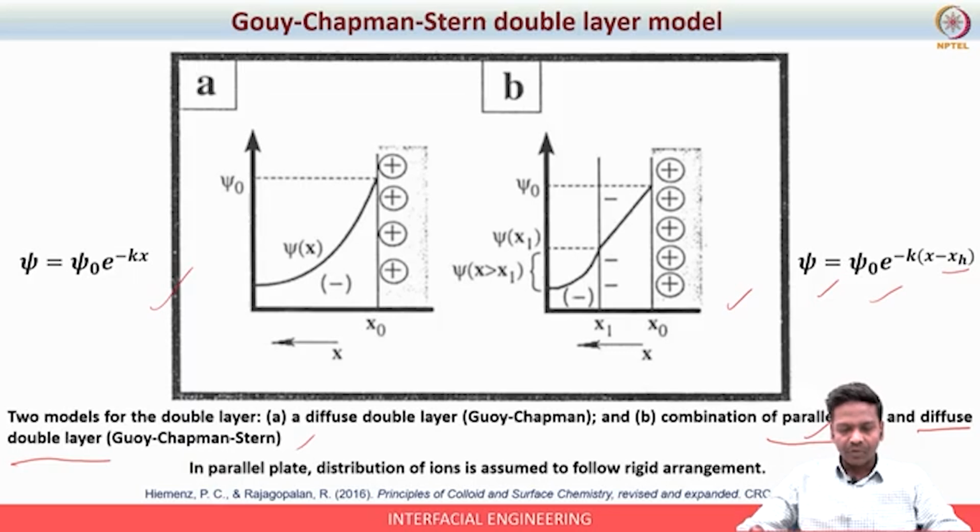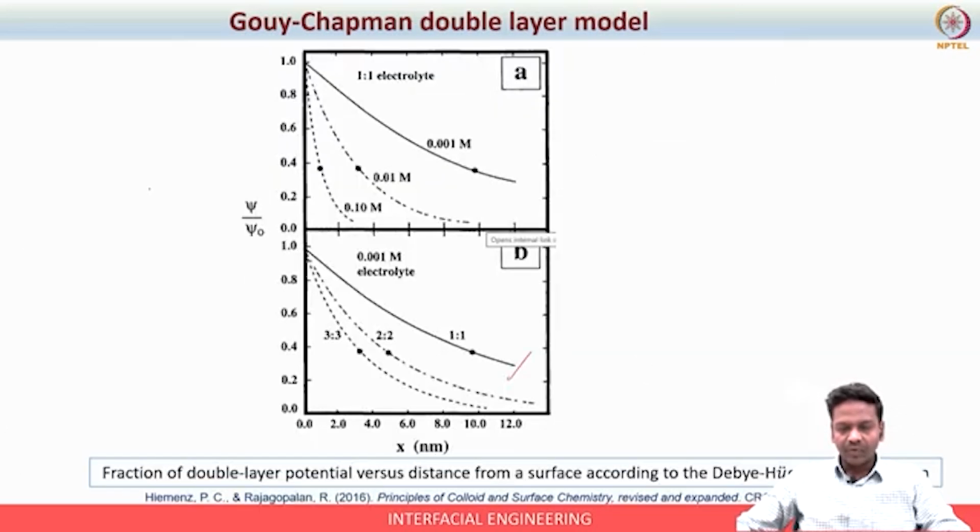Now we will look at the influence of the electrolyte. There are going to be variations. For brevity, we have made it psi by psi naught, so the maximum will be 1 because psi cannot be more than psi naught, and whatever we get is a fraction.